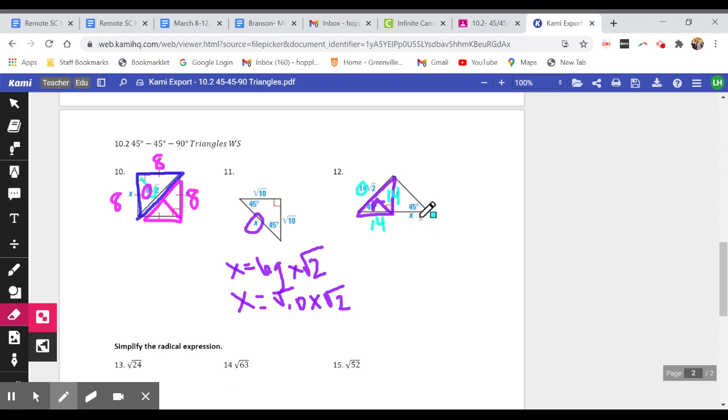Now, looking at this side of the triangle, although they aren't marked, we can assume that this over here is 45 and this is also a 90-degree angle. So that means this is a 45-degree angle, which makes this just a 45-45-90 triangle. And if I know this leg, that means I also know this leg.